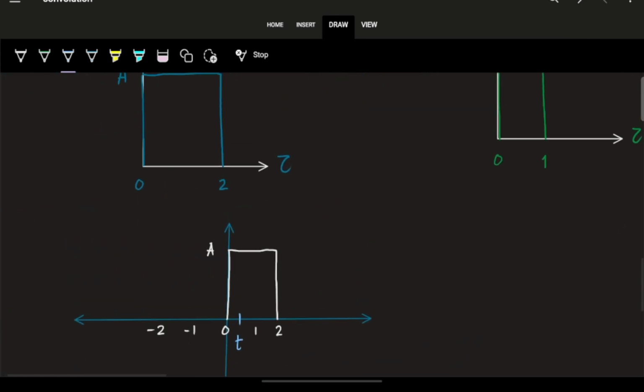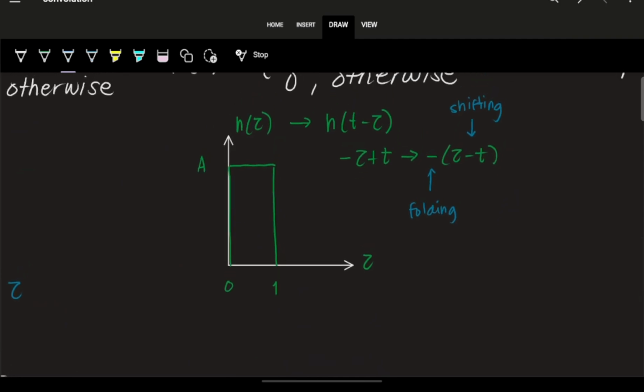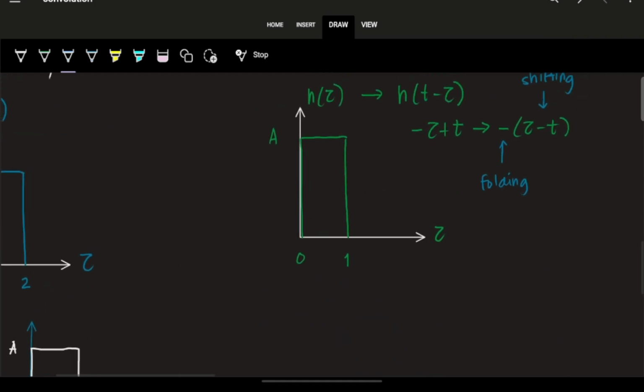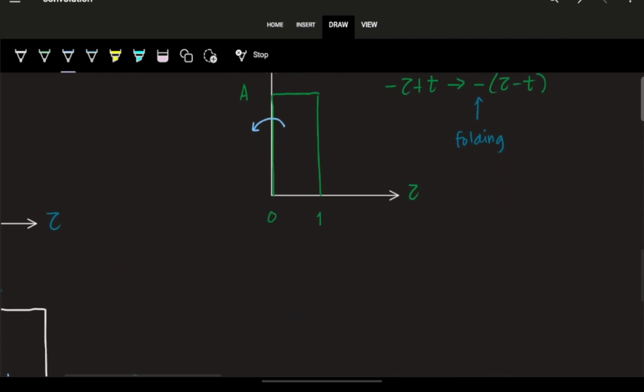So anong gagawin natin? First, let's fold. 'Di ba? Priority natin sa folding. Then we do the shifting. Since this is from 0 to 1, pag finold natin going over the other side, magiging from negative 1 to 0 na siya, maintaining the time aspect of 1, rather the time value of the signal.